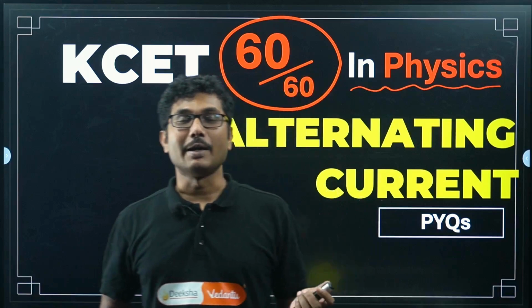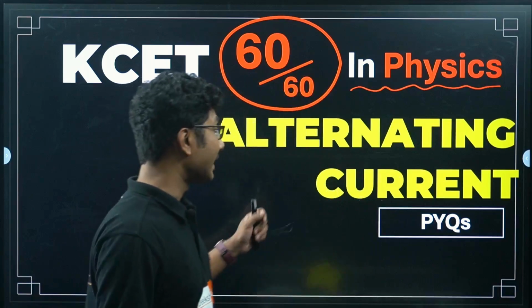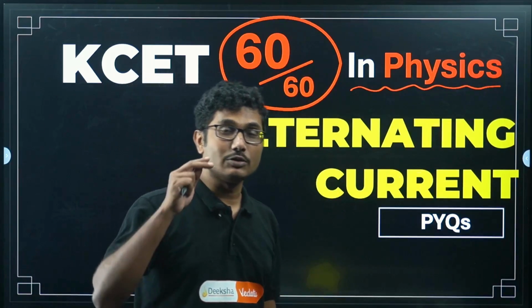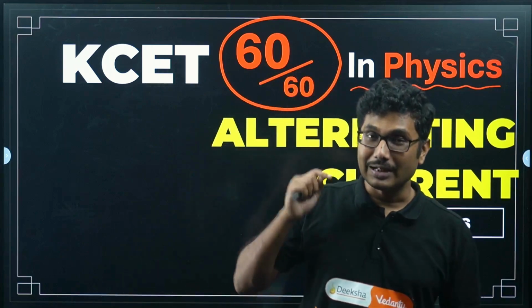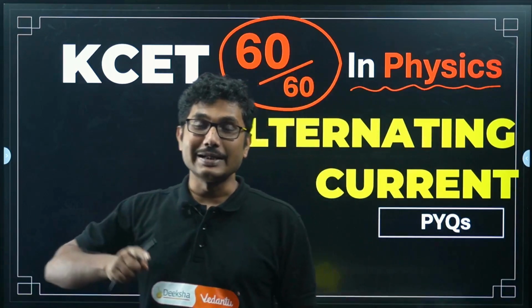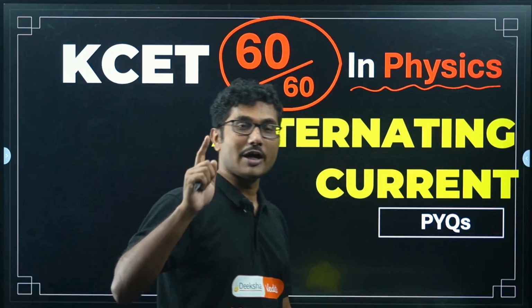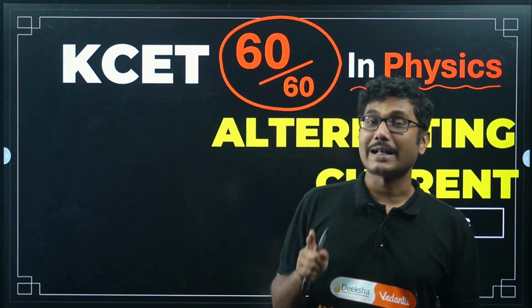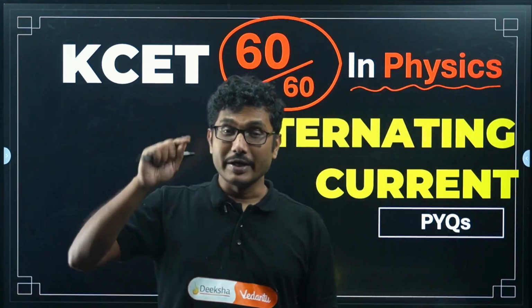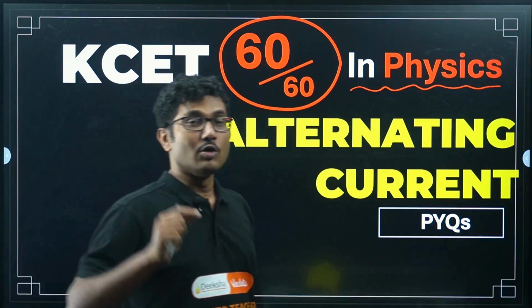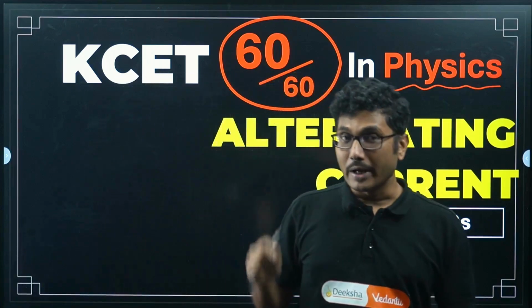So we have already completed the chapter of alternating current in 2 parts. If you have not seen those 2 parts, the videos are available in our channel in the playlist for KCET 2025 physics section. Bookmark that playlist, and every day we are posting one video from chapters, from PYQs.